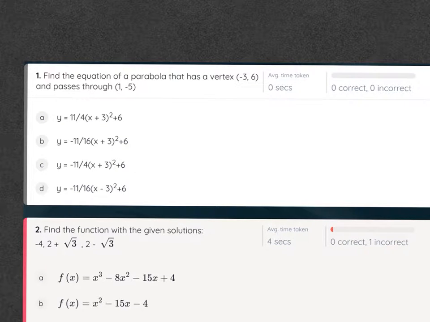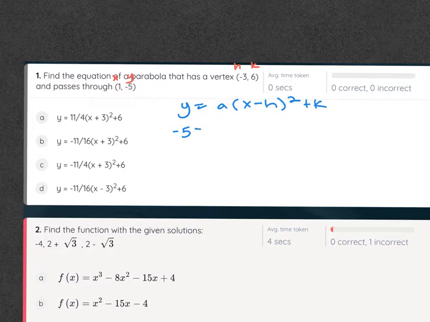Okay, so number 1 said to find the equation of a parabola that has the vertex (-3, 6) and passes through (1, -5). So this is my h, this is my k, this is my x, this is my y. And the standard form is y equals a times (x minus h) squared plus k. So then I plug them in.